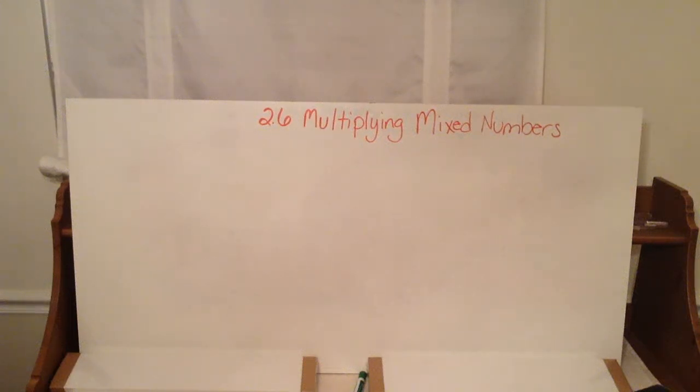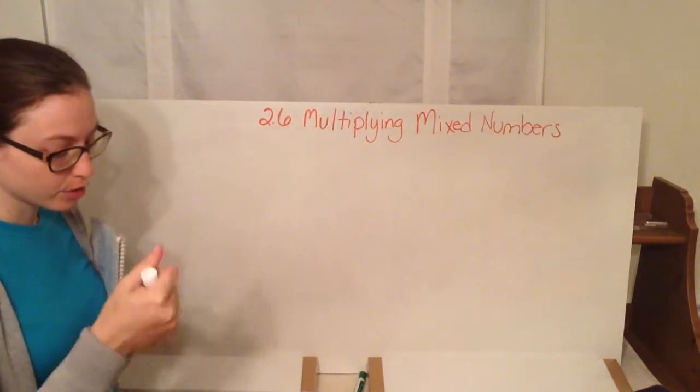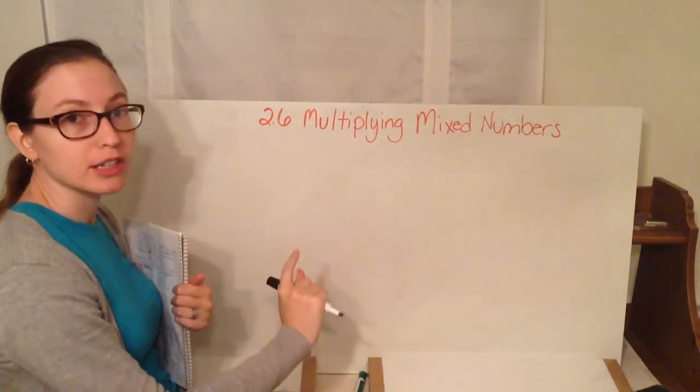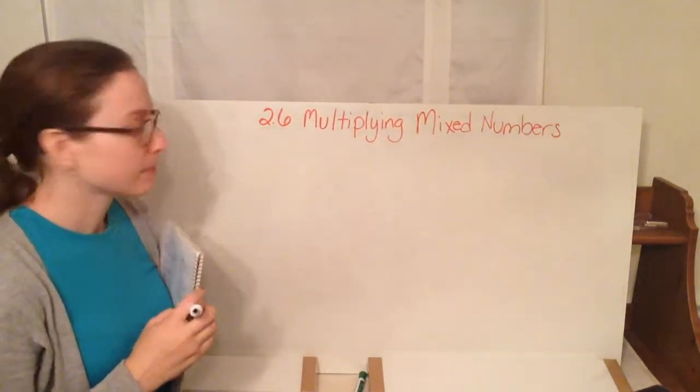Hello students, this video is on section 2.6, multiplying mixed numbers. In the last video we saw how to multiply fractions, and in order to do that we multiplied the numbers straight across the top and straight across the bottom in order to find what our fraction would become.